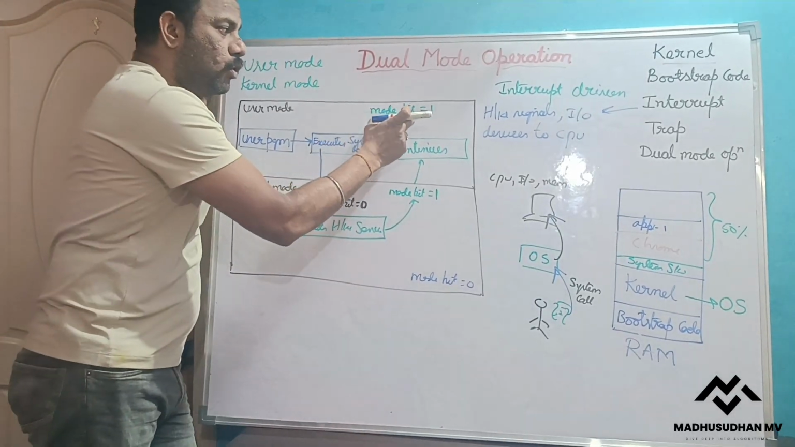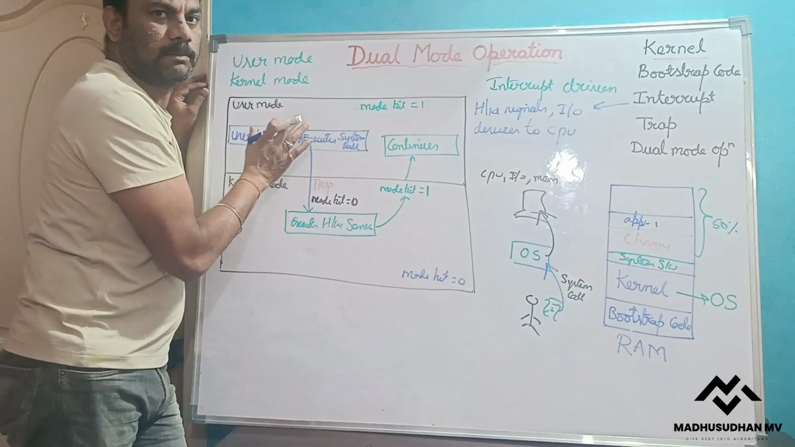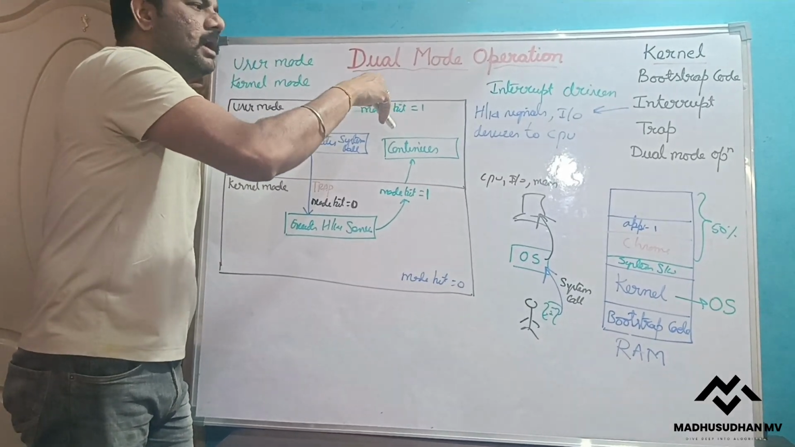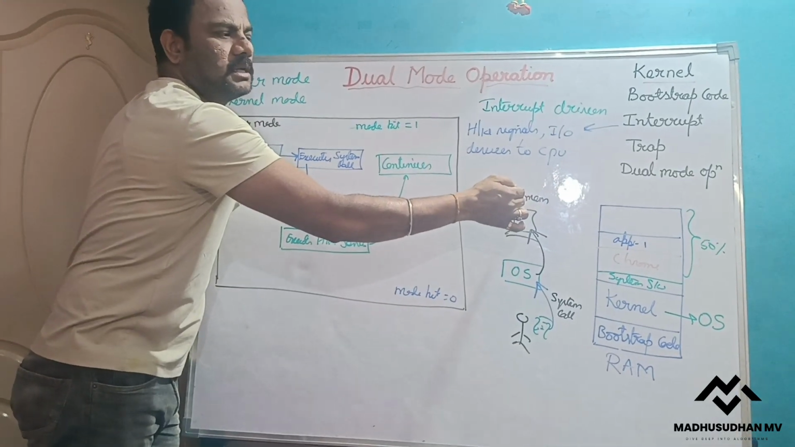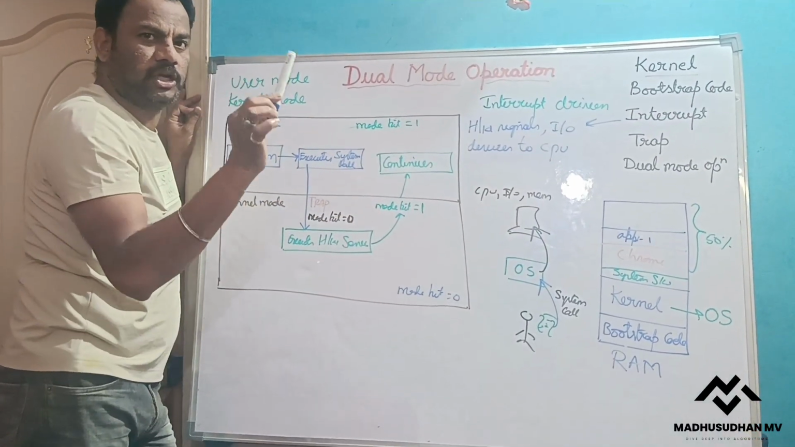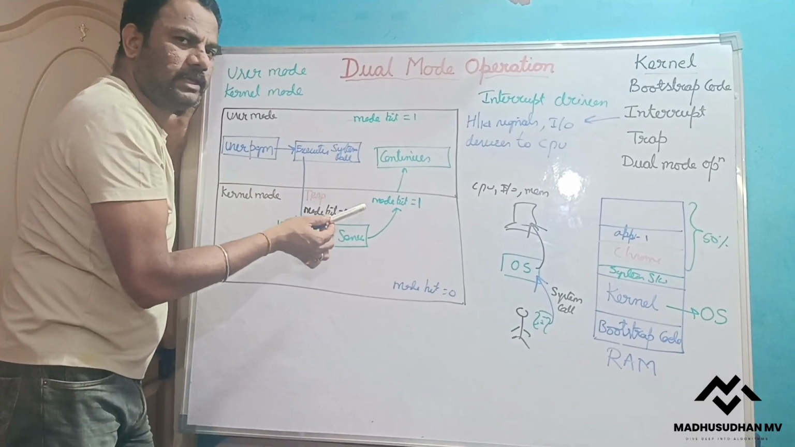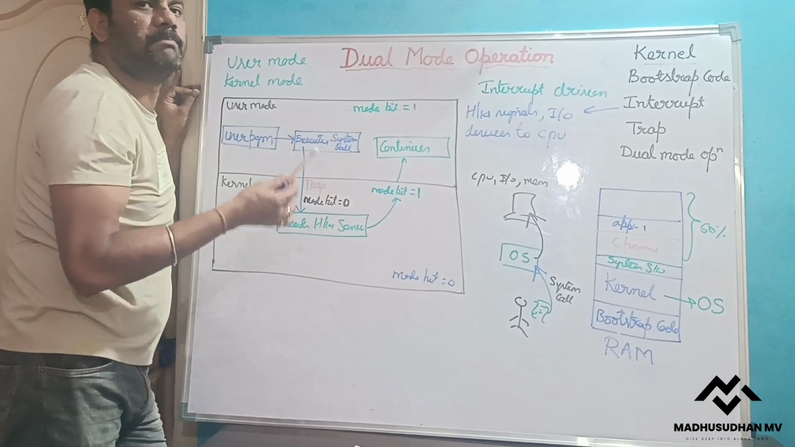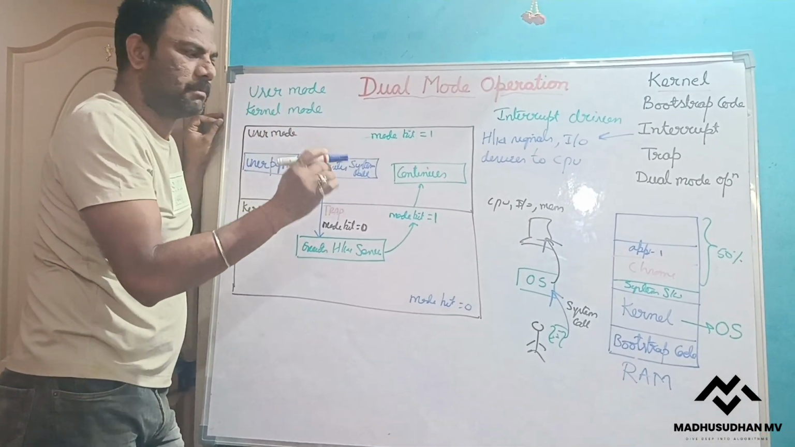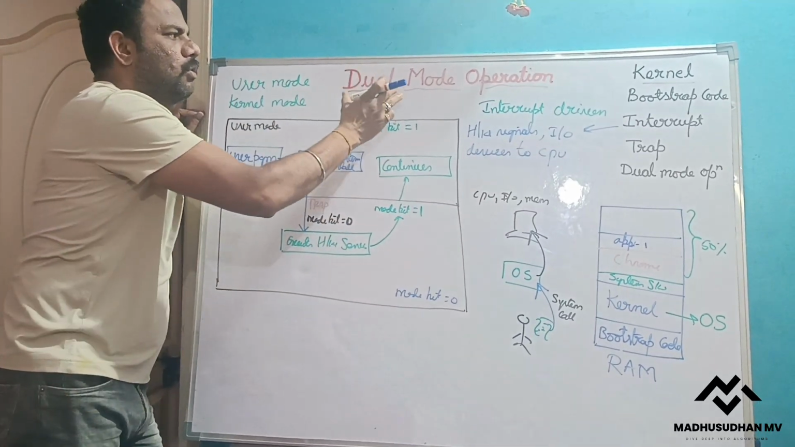Now this mode bit can be changed only by the kernel, not by the what? User program. Because if the user program could change it to 0 itself and directly work on the IO devices, then there would be no need of an operating system. So the mode bit can be changed only by whom? Only by the kernel. And the changing of this and executing system calls are called privileged instructions. Privileged instructions will always be done only by the kernel. Hope you understand how dual mode operation works.